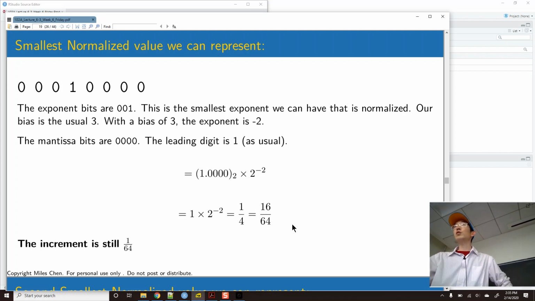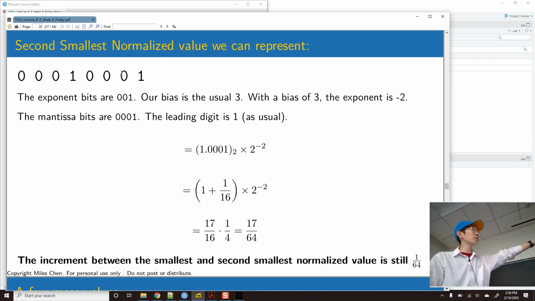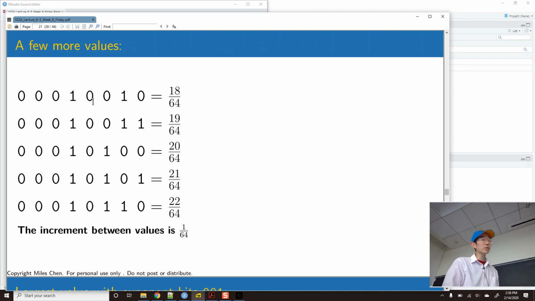So we're still incrementing by 64ths here, all right? Okay, the next value here, I would increment by 1 here, and then this just becomes 17/64ths. All right, so I have 1 plus 1/16, right? So I've got a leading 1. This is 1/16 times 1/4 gives me 17/64ths, okay? And so just continuing on, this would be 18/64ths, 19/64ths, 20/64ths, 21, 22/64ths, okay?